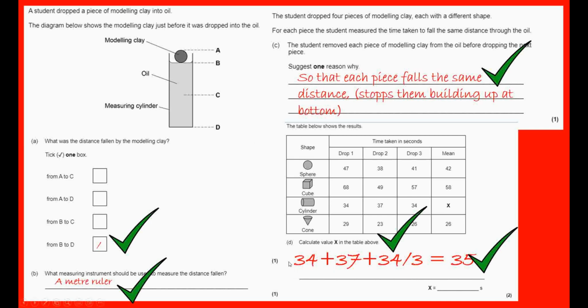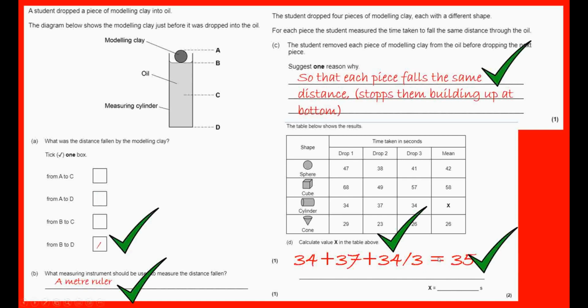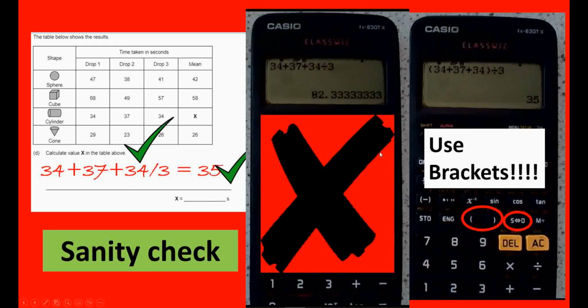Now, the last question is a really common mistake that students make. They get a mark for their calculation here, the first mark, because that's correct: 34 plus 37 plus 34 divided by 3, that's right. The problem is how they're using the calculator, because the answer is not 82, of course it's not 82. So how did they do it wrong? Well, here are two calculators. Here's the first way we can put it in: 34 plus 37 plus 34, just as written down, divided by 3, and we get 82.333.